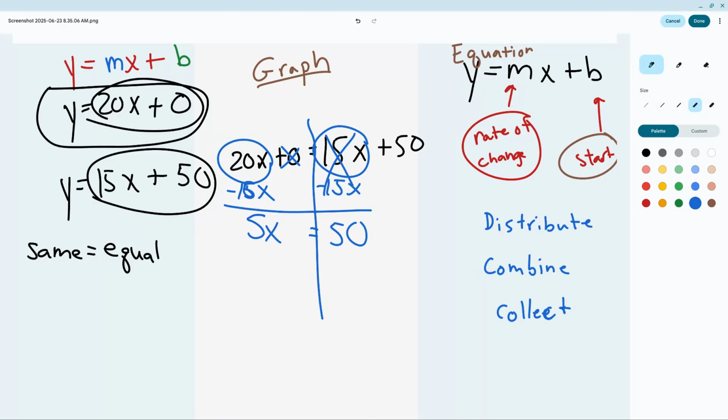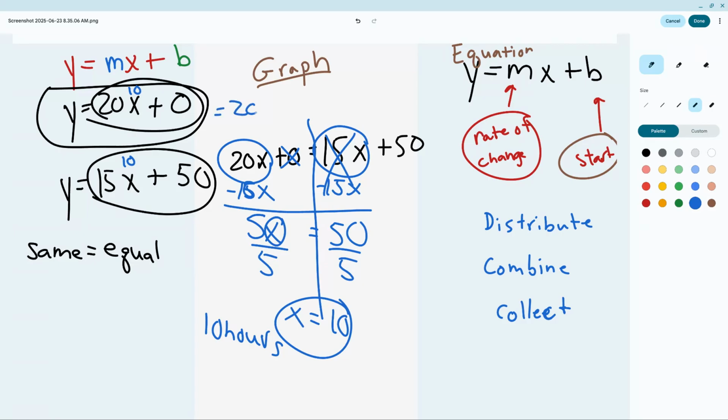Now, what do I have to do to get this variable by itself? The opposite operation, the opposite of multiply is to divide, and x is equal to 10. So how many hours will it take for them to have the same amount of money? 10 hours is when they will be equal. So if I take that 10 and I plug it in here, and I take that plug it in here, after 10 hours, this person will have $200. And after 10 hours, this person will have $200.